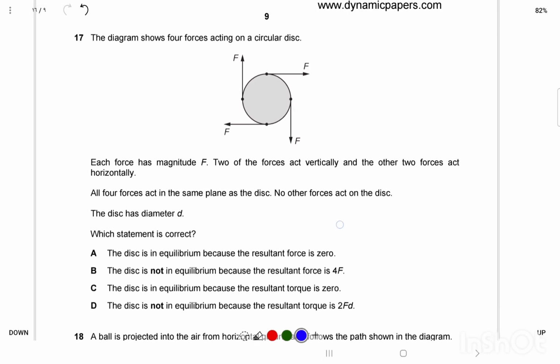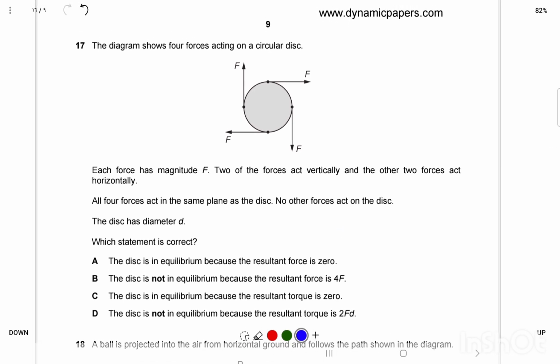Question 17. The diagram shows 4 forces acting on a circular disc. Each force has magnitude F. 2 of the forces act vertically and the other 2 forces act horizontally. All 4 forces act in the same plane as the disc. No other forces act on the disc. The disc has diameter d. Which statement is correct? Okay, first option.